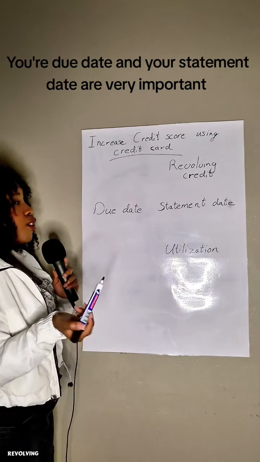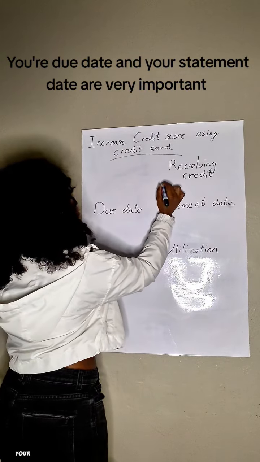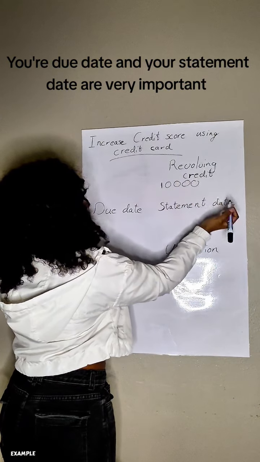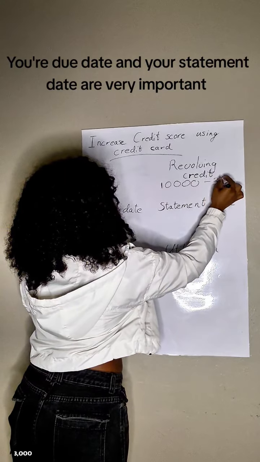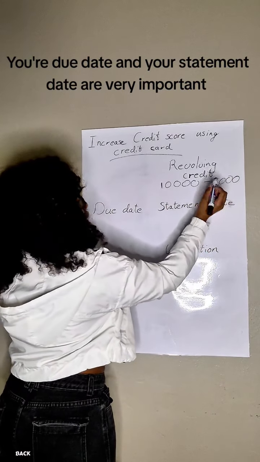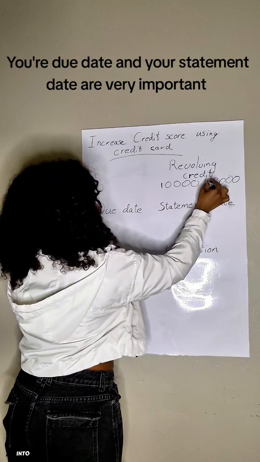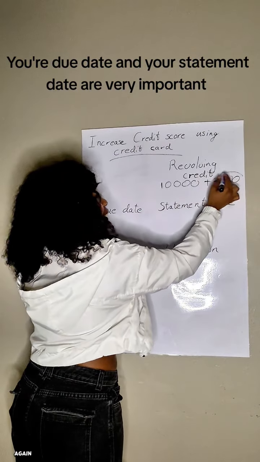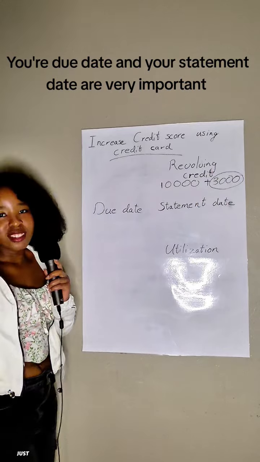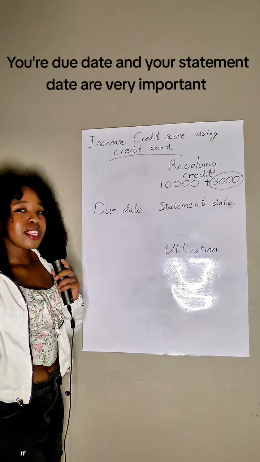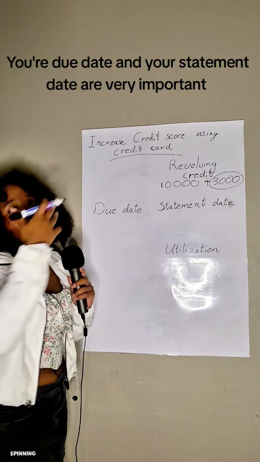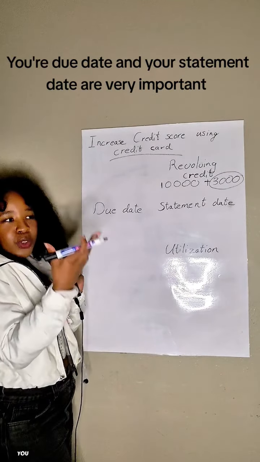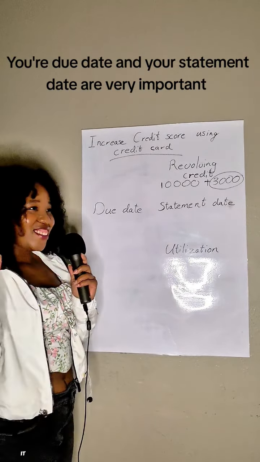So what revolving credit means is that if your credit limit is 10,000 Rand, for example, and then you use 3,000, but then you pay back the 3,000, that 3,000 becomes available to you again to use. It's not just gone. So that's what it means by revolving credit. It just keeps spinning on and on. So you pay it, it becomes available, and then you use it, and it becomes available. Okay, you get it, right?